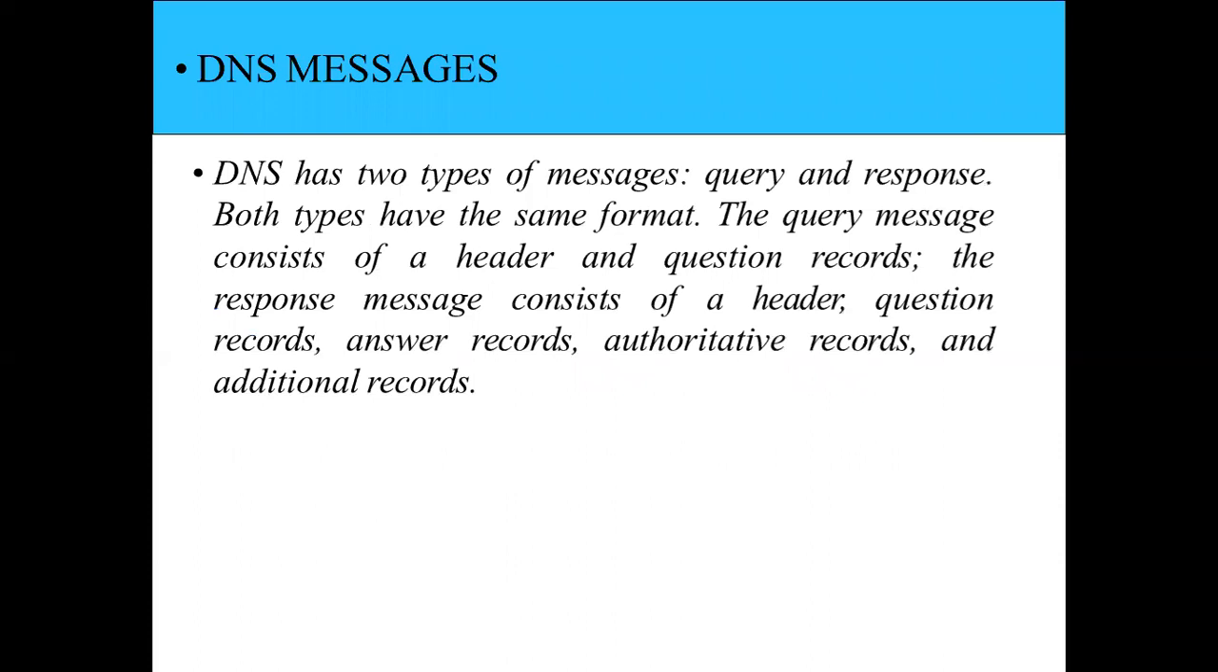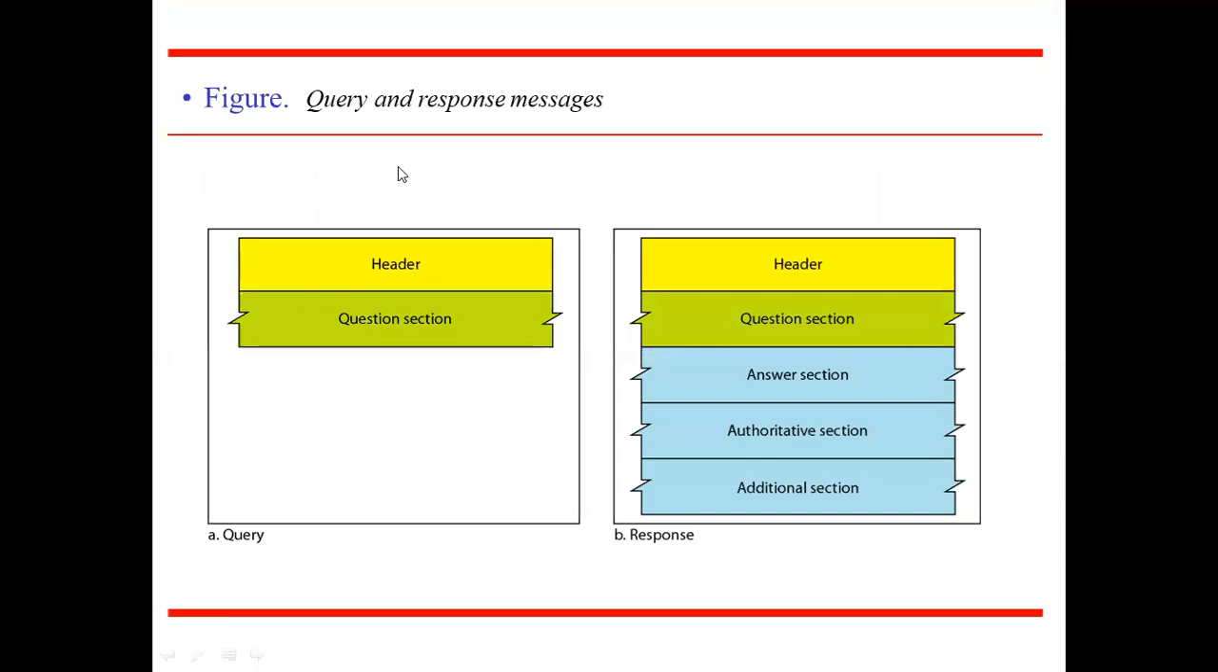So DNS messages are what? DNS has two types of messages. One is the query message and another is the response message. Both types have the same format. The query message consists of a header and question record, and the response message consists of a header and question record. So here is the format, query and response messages. The query message has a header and question section, and for a response message, the same things are here, header and question section. But here the answer section is appended.